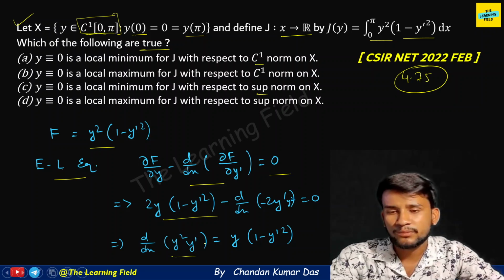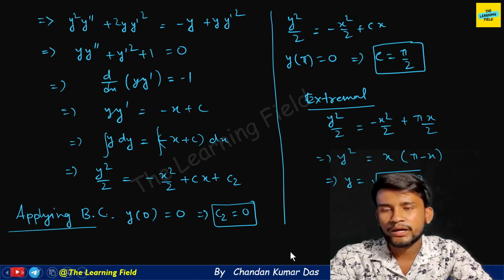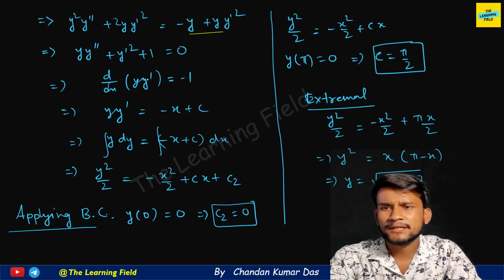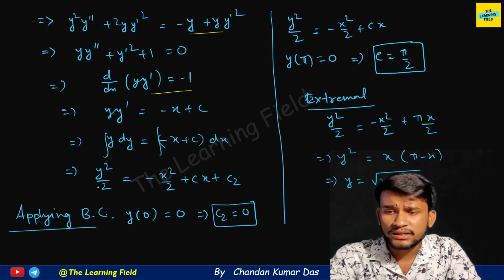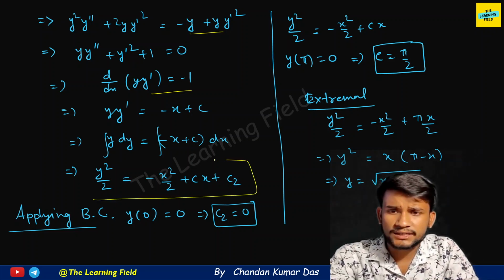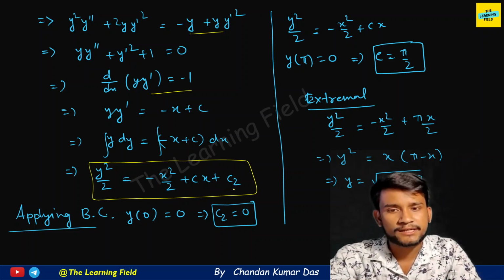So d by dx of y square y dash is equal to y into 1 minus y dash square. This is a simple calculation, you can simply see this up to the last line. After the last line we get y square by 2 equal to minus x square by 2 plus c1 x plus c2.